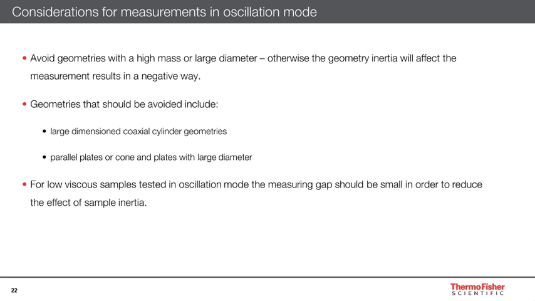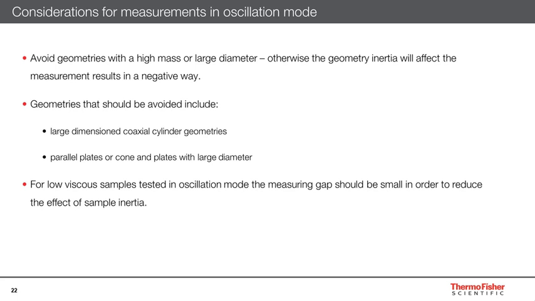Besides for tests in oscillation mode, instrument inertia can also affect the results of tests in rotation when the shear rate is ramped up or down very fast. Instrument inertia can be neglected for steady-state experiments in rotational mode.